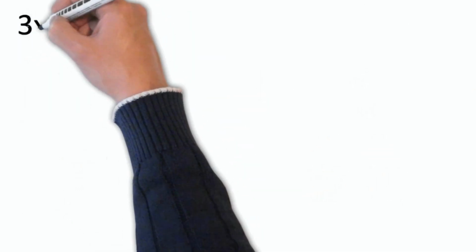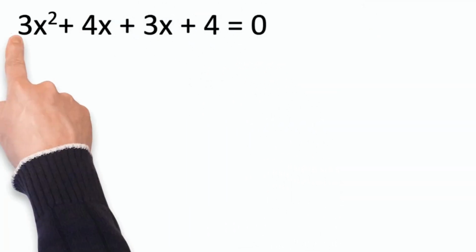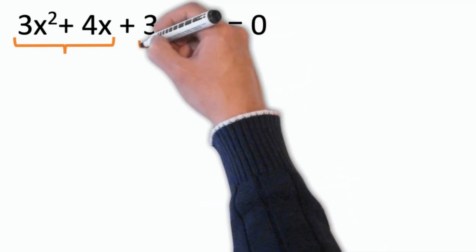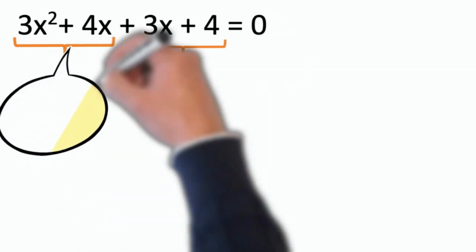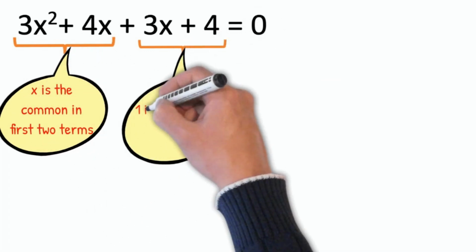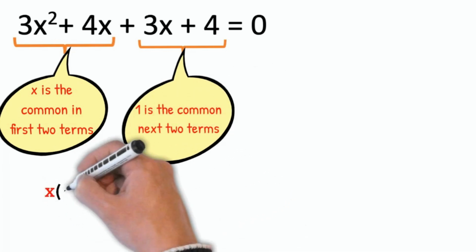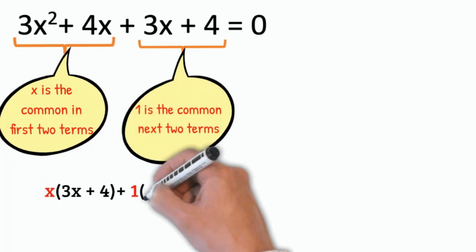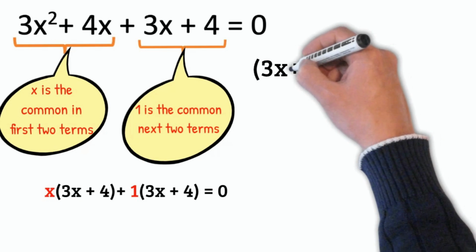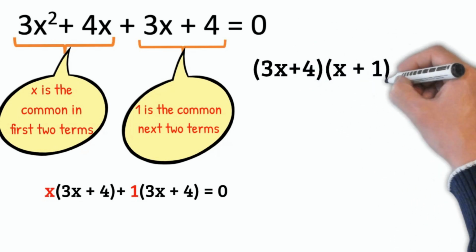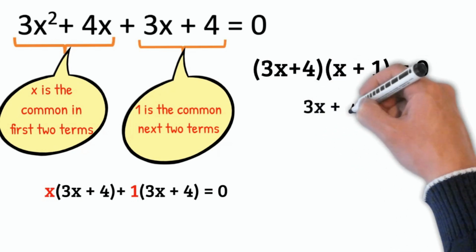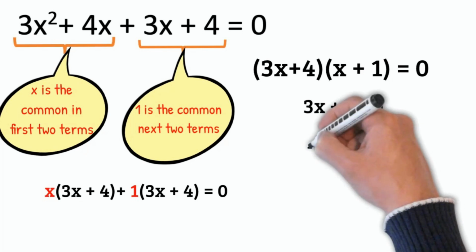The next step is grouping: 3x squared plus 4x, and 3x plus 4. We can see that x is common in the first two terms. In the next two terms, there is no common factor other than 1, so 1 is the common factor. x into 3x plus 4, plus 1 into 3x plus 4 equals 0. So 3x plus 4 into x plus 1 equals 0. 3x plus 4 and x plus 1 are the factors of the quadratic equation.